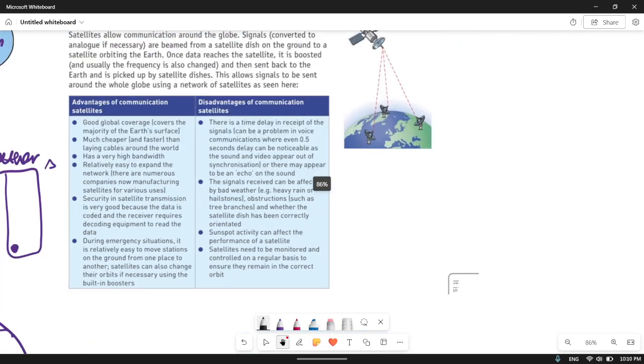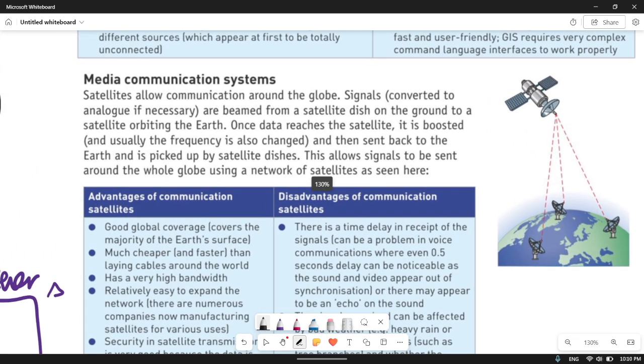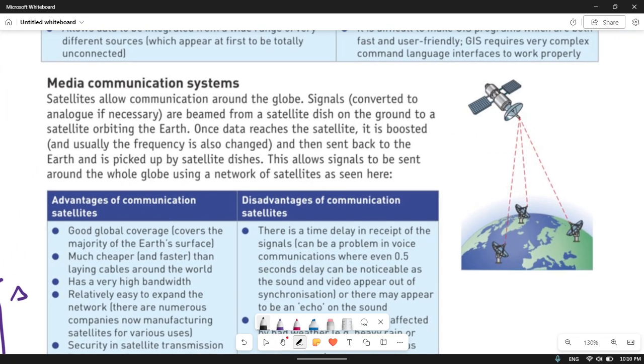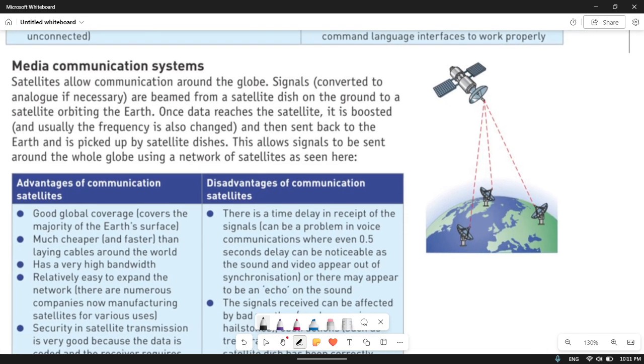That's that. And now the last part of what we are going to do today: media communication satellites. So satellites allow communication around the globe. Signals, converted to analog if necessary, are beamed from a satellite dish on the ground to a satellite orbiting the Earth. Once data reaches the satellite, it is boosted and usually the frequency is also changed and then sent back to the Earth and is picked up by satellite dishes. This allows signals to be sent around the whole globe using a network of satellites as seen.